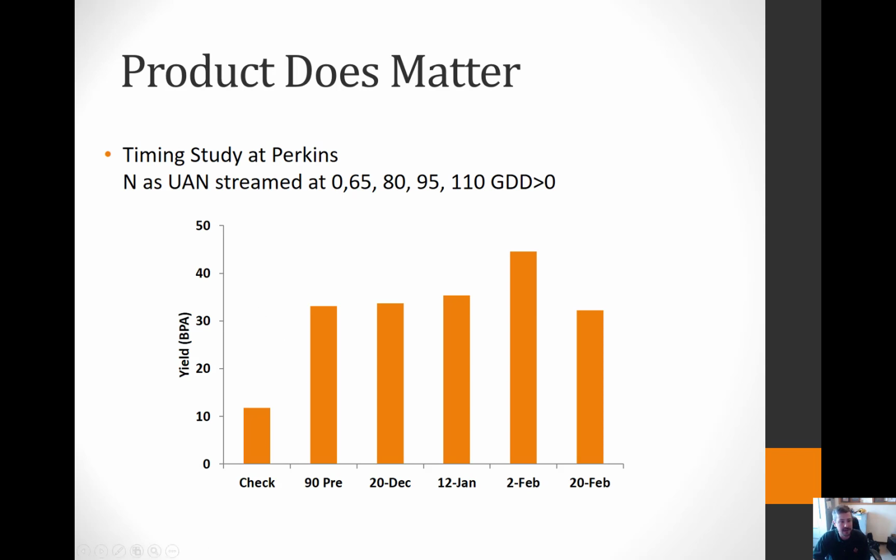This is a zero fertilized check right here, 90 pounds pre, using UAN streamer. Look at this, 90 pre. Remember at Perkins, I gained 20 bushel by going through the 20th of February. Flat, 2nd of February, and then back to 20. What happened here? UAN streamed on at this day length, it rained February 3rd. So February 3rd, we have a rain. So source matters.